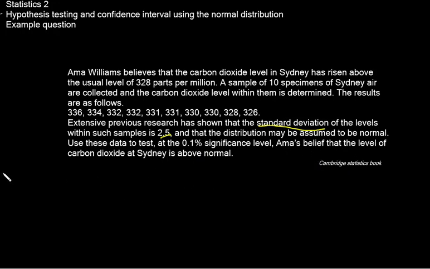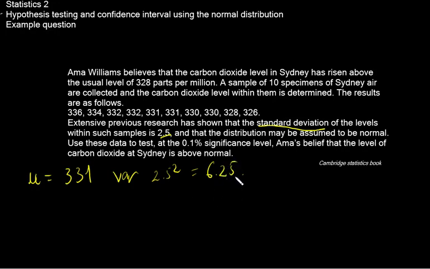So now let's first find the mean. So this is the data. The mean of the data is, if you use your calculator, add all of these together and divide by 10, the mean gets you 331. The standard deviation is 2.5, so the variance is 2.5 squared, which gets you 6.25. So that's the variance.